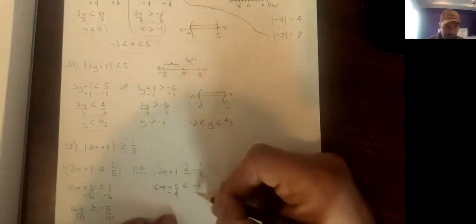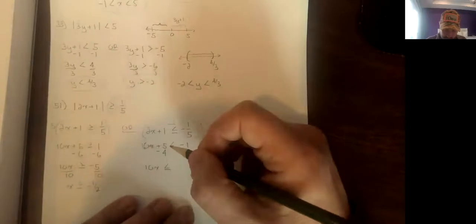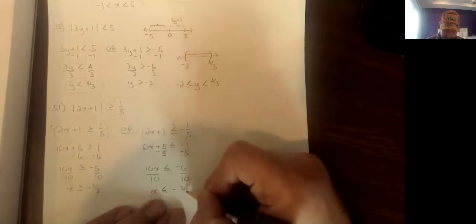And then on this side, I subtract my 4. Hopefully I'm not running out of room. When I subtract my 4, I get 10x. Wait a minute, I don't know why I subtracted 4. Because I'm thinking that 4 is the answer earlier. So I subtract my 5. I get negative 6. I divide by 10, and I have x is less than or equal to negative 3/5.